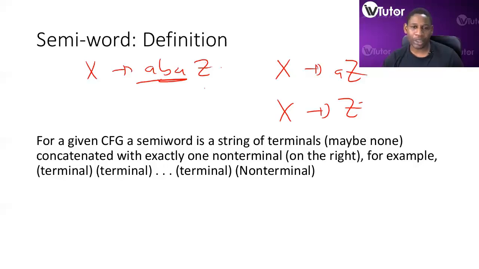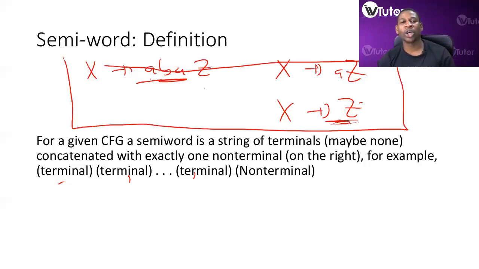So here we're saying for a CFG, a semi-word is a string of terminals, maybe none, concatenated exactly with one non-terminal on the right. So we have terminal, terminal, terminal, non-terminal, like we did here, or maybe non-terminals, like we showed here. If we have this kind of scenario, we say that this is a semi-word.